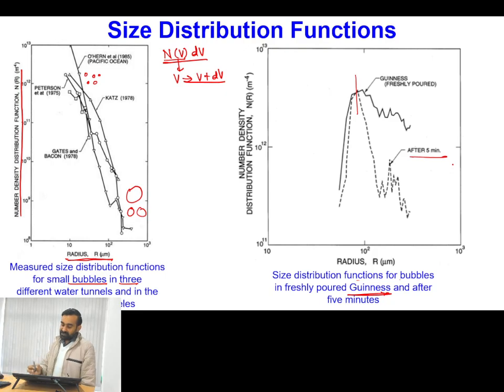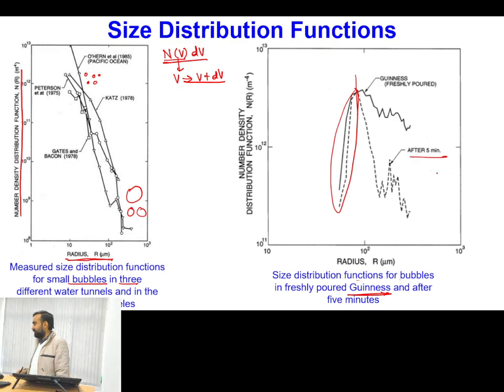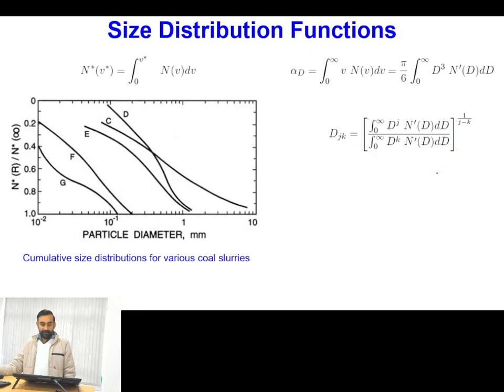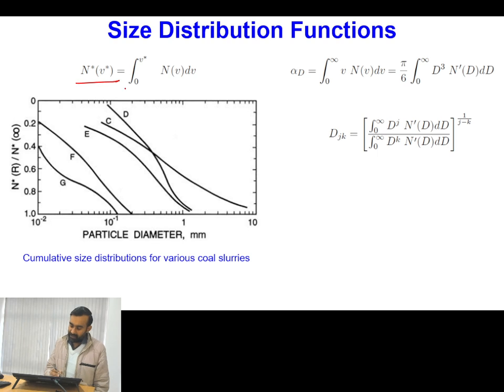So that's why after some time you can also see the distribution function at larger radius is almost unchanged, and at smaller radius, but at larger size it has decreased significantly. Okay, so this is typically the cumulative size distribution function. So n star v star is the integral from 0 to v star of n(v) dv.